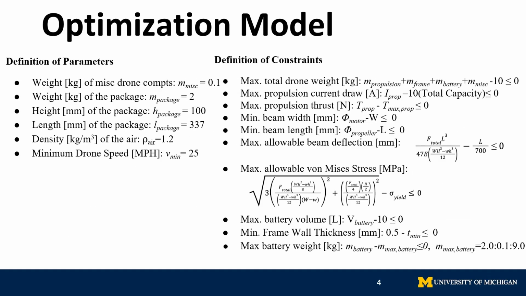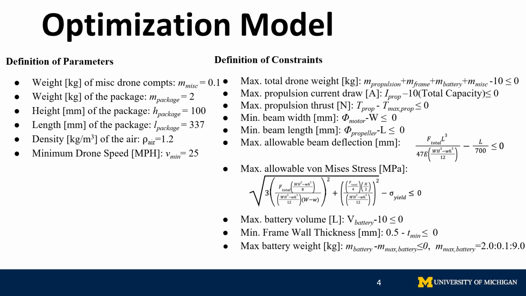In addition to the design variables, a number of fixed parameters were included in the model. These describe known quantities such as the package dimensions and weight, a miscellaneous buffer mass for unmodeled components, and the minimum allowable drone speed. To ensure realistic and feasible outcomes, the model also includes a set of system constraints, which are shown here in negative null form.